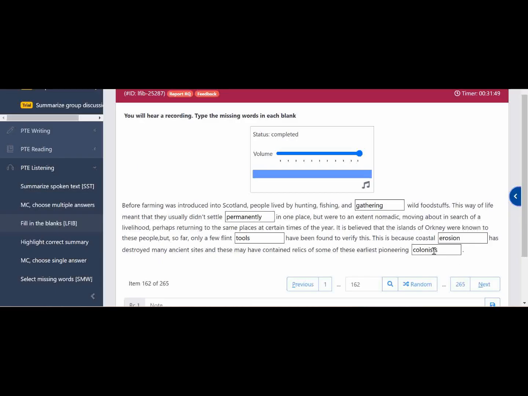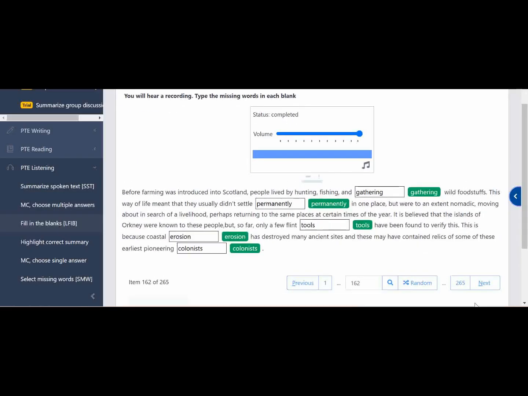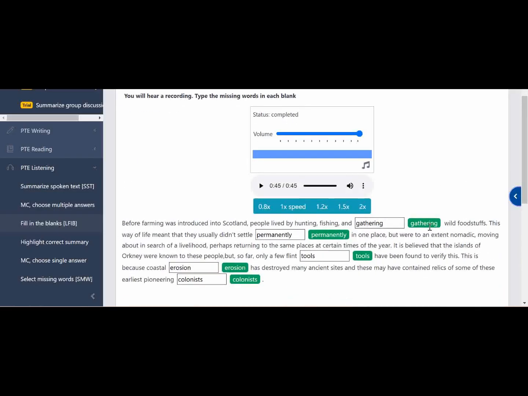I was not sure about whether it is singular or plural, but here it is "these", so you can check from "these" that it will be plural. So let's check the answers first. Gathering, so we will use the ing form because here it is the ing form. So it is settle permanently. Flint tools. Next is erosion, and the last one is colonist. You can check from here also because it is "these". So let's do the next.